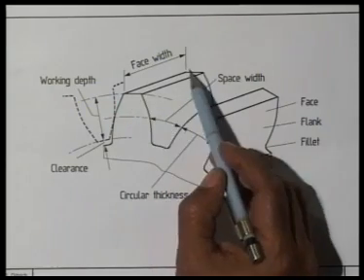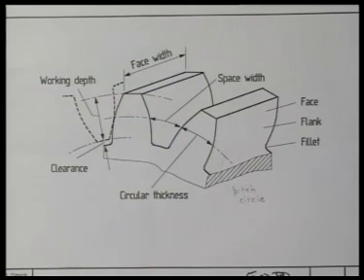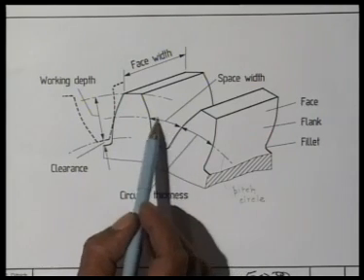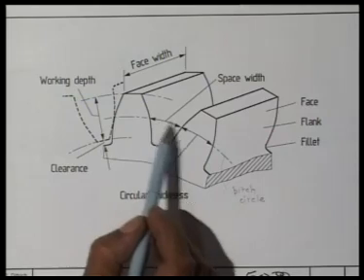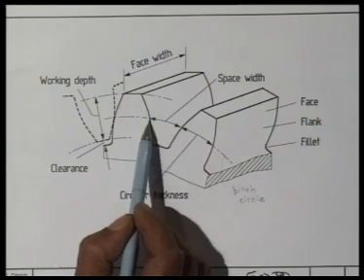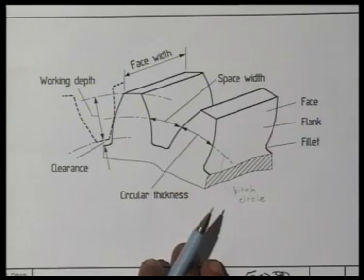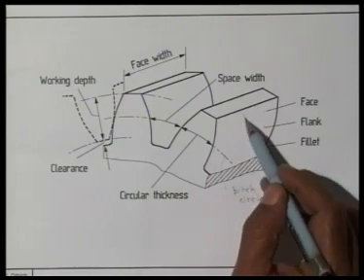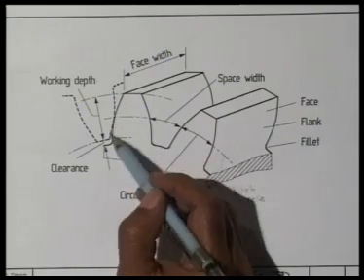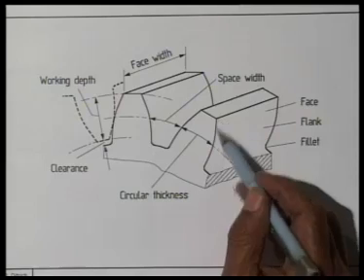This width along the axis of the shaft is called the face width of the gear, and this circumferential distance measured along the pitch circle between two adjacent teeth, the right hand face and the left hand face, is called space width. This surface where the contact takes place, as it is taking place here, is called the face of the gear. This is the face of the gear, this is the face of the gear.